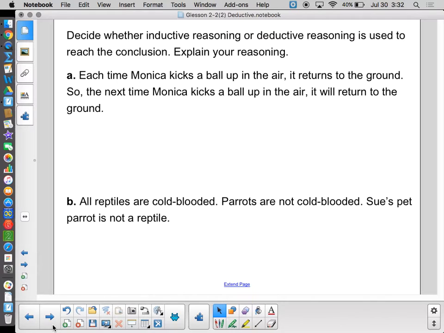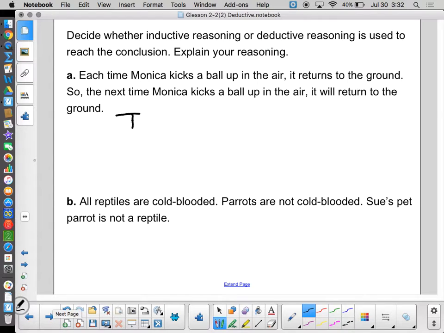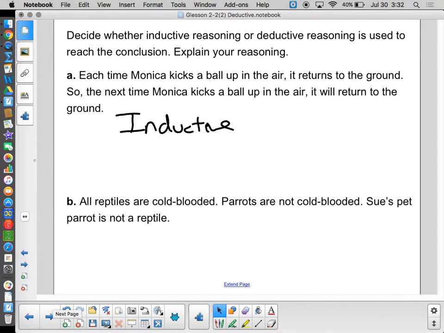Is she basing it on facts? Or is she basing it on observations of things that have happened in the past? In this case, it's pretty clear she's basing it on observations. And since it's based on observations, this is an example of inductive reasoning. It's also a false conclusion.